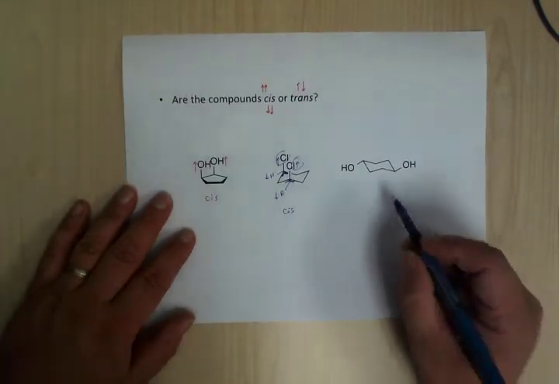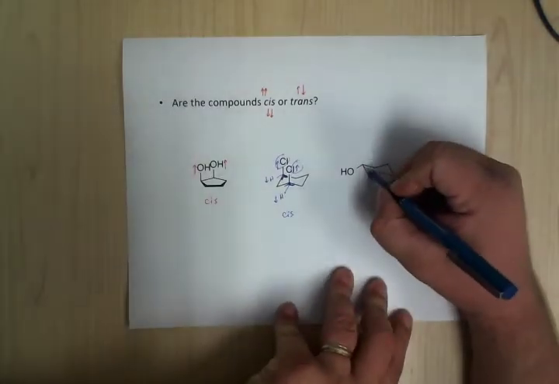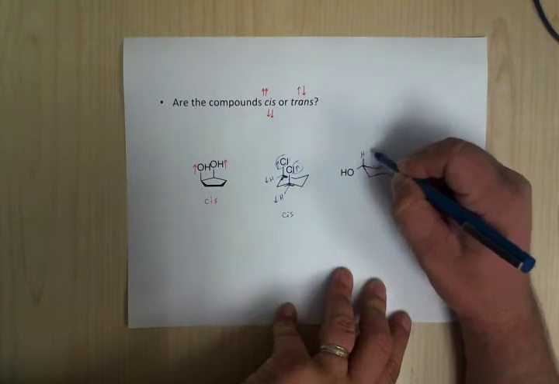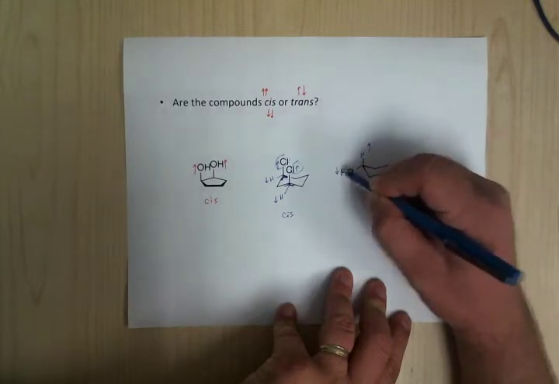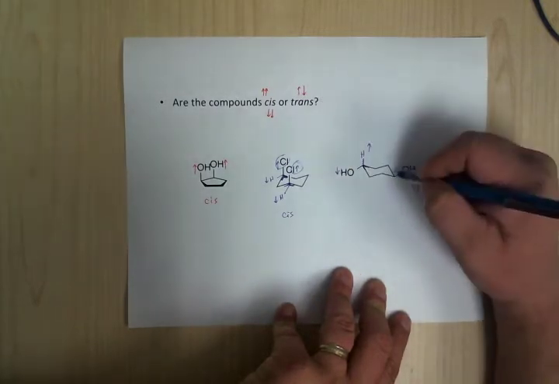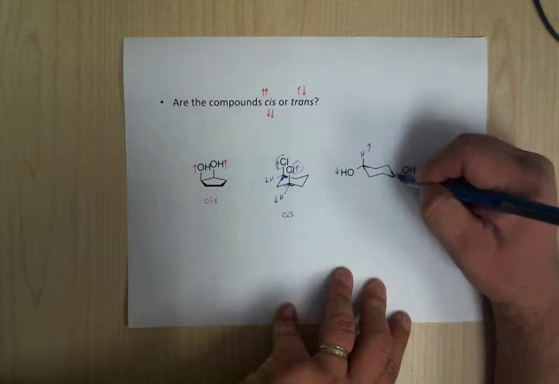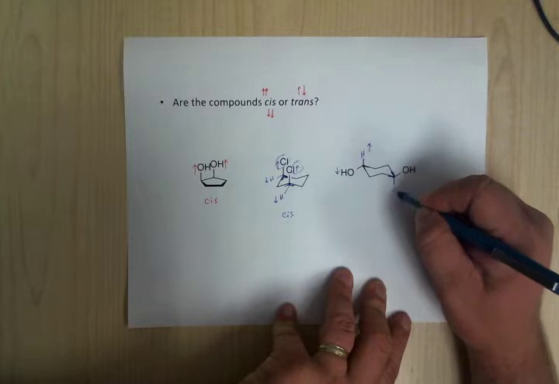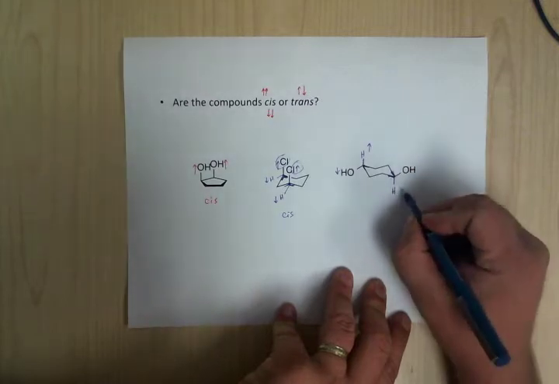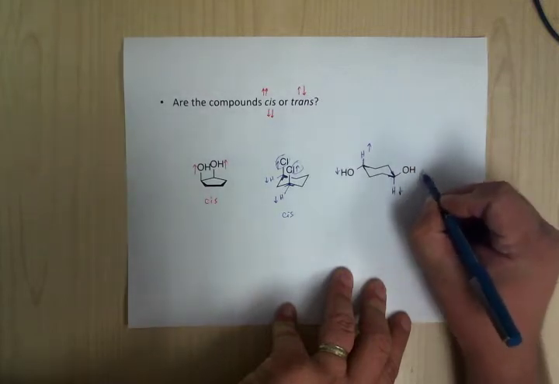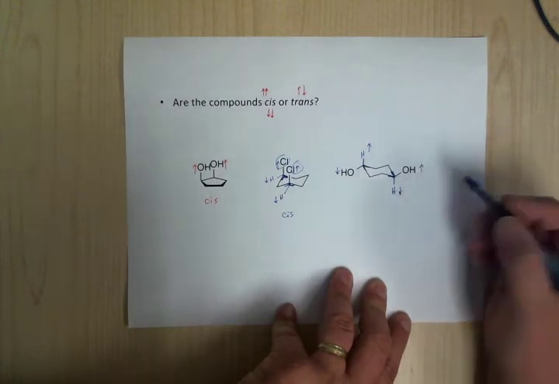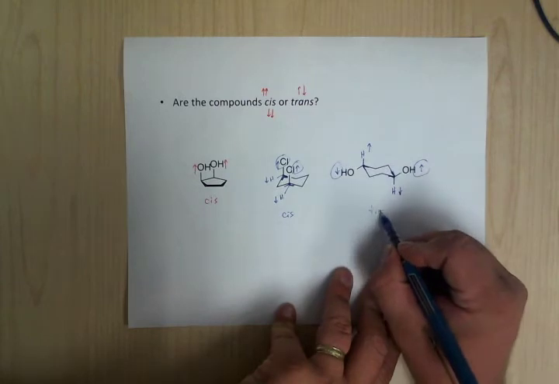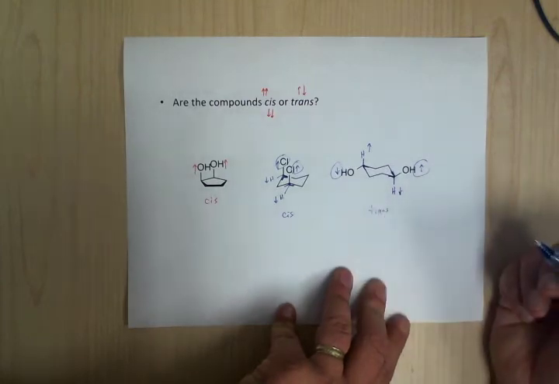Now for here, the carbon-carbon bonds are pointed up, which means there's a hydrogen here that's axial pointing up, which means this is pointed down. And here, the carbon-carbon bonds are pointed down, which means there's an axial hydrogen pointing down. Since this is down, that means this is up. So we have an up and a down. It's trans.